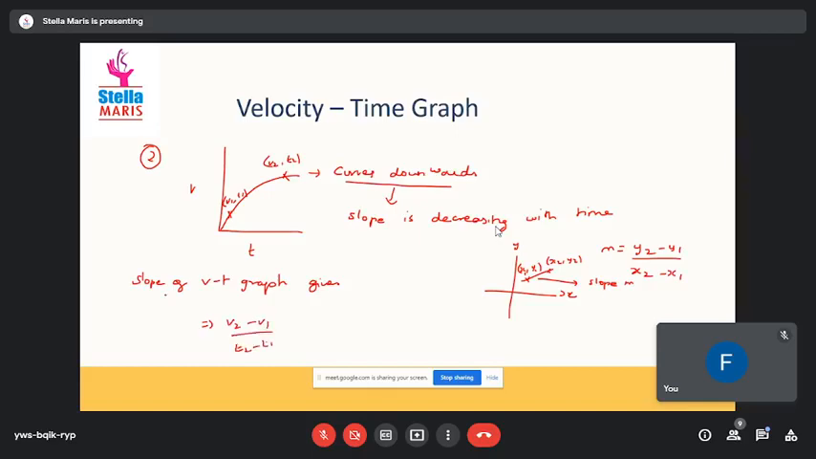So the slope of the velocity time graph gives acceleration. Very good. So here in this second graph, is the slope decreasing with time or not? The slope is decreasing with time, right? Because the curve is in the downward direction. So when the slope is decreasing with time, it means what? Here slope is what? Come on, slope is what?